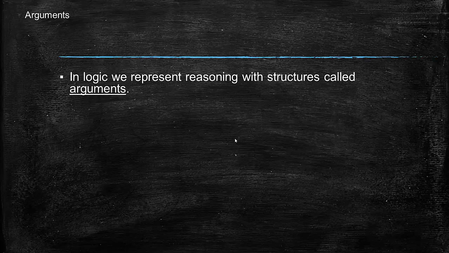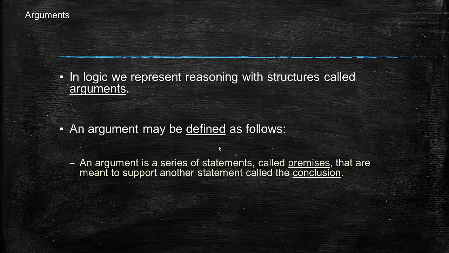So in logic, we represent reasoning with structures called arguments. So math uses equations, logic uses arguments. Now, an argument can be defined like this. An argument is a series of statements called premises that are meant to support another statement called the conclusion. So premises usually followed by a conclusion, premises supporting the conclusion.